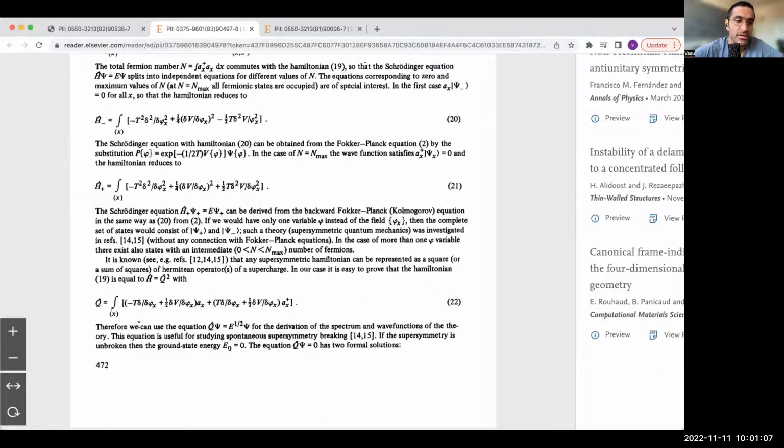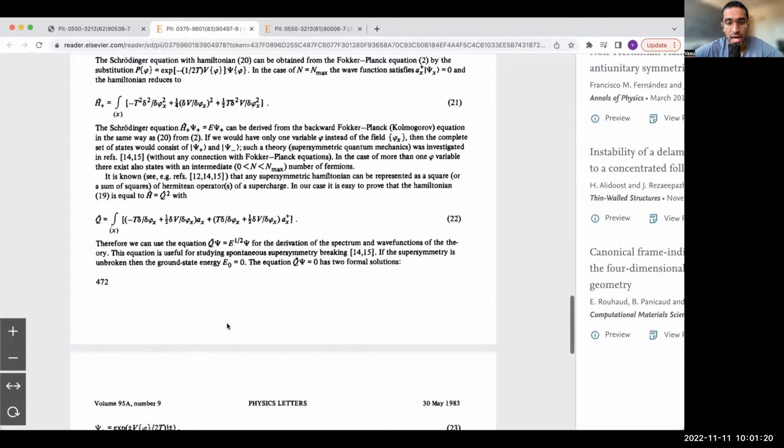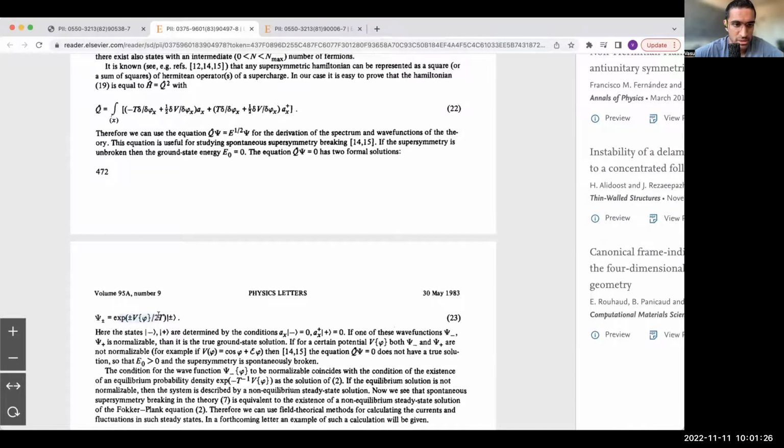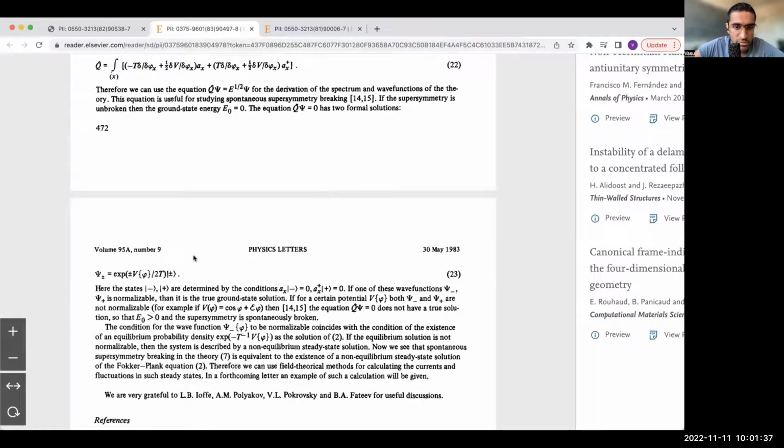So they say, we can use the equation Q psi equals square root E psi for the derivation of the spectrum and wave functions of this theory. In particular, if we're looking for ground states, we can use the equation Q psi equals 0 and note that it has two formal solutions, where you have an exponential of V over 2T times states psi plus minus that are determined by either A psi minus equals 0 or A dagger psi plus equals 0. And if one of these wave functions is normalizable, then that's the true ground state solution. That's the equilibrium probability distribution, in other words, the equilibrium Gibbs state.